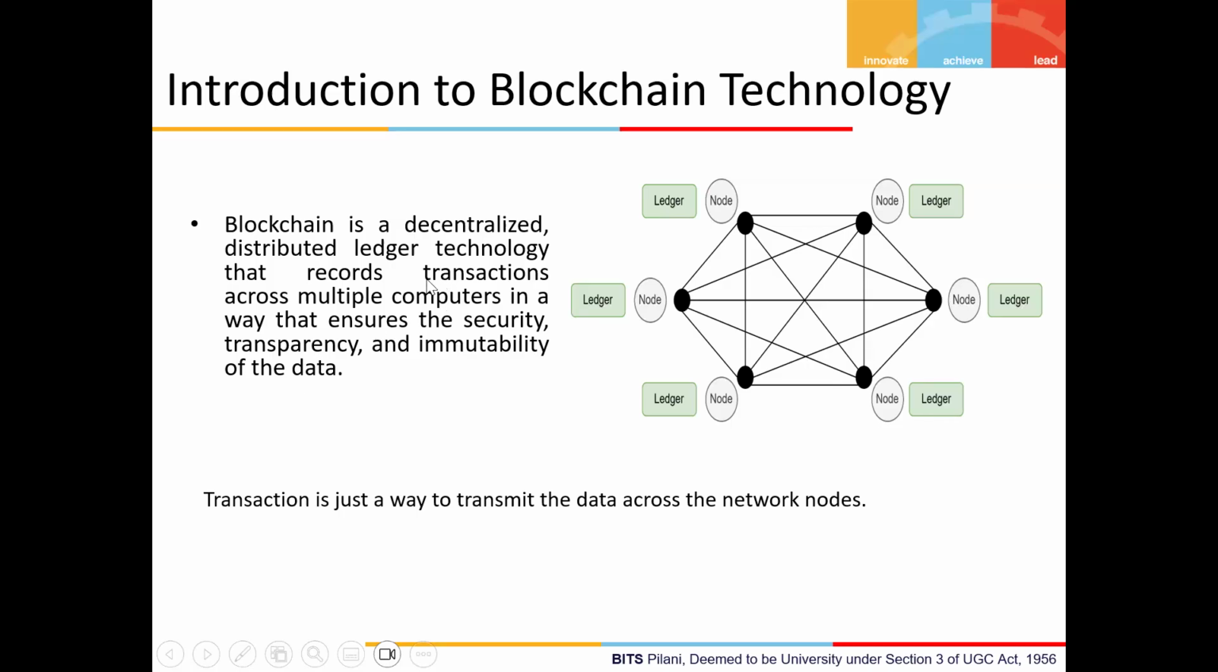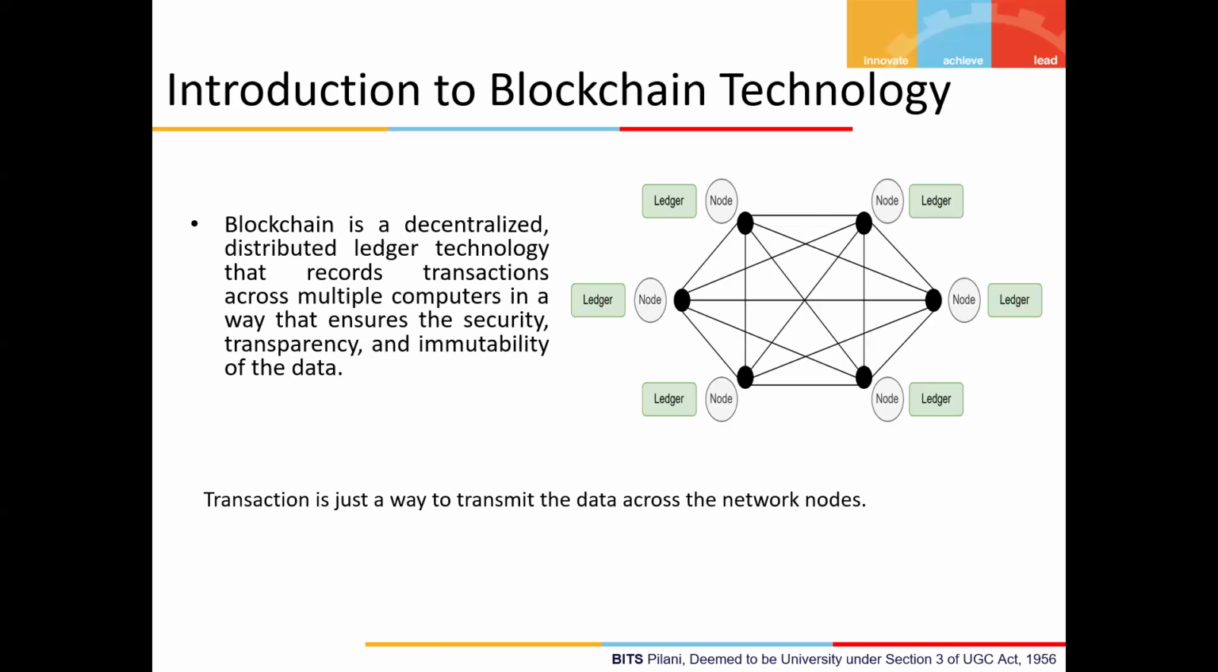So now let us try to understand what a transaction is. A transaction is just a way to transmit the data across the network. Whatever data you transmit over the blockchain will be stored in the form of a transaction. A transaction has its own structure where your data will be stored along with other fields or parameters, right? And how the security is maintained, that we will see later, along with transparency and immutability. Transparency is achieved because whatever we are doing over the blockchain is publicly available.